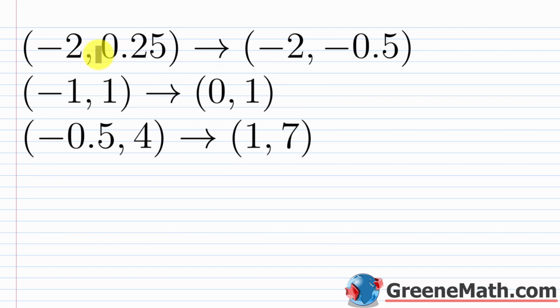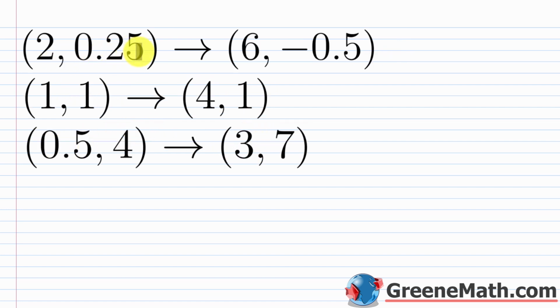You have this negative 2 comma 0.25, which is going to go to negative 2 comma negative 0.5. You have negative 1 comma 1, which is going to go to 0 comma 1. You have negative 0.5 comma 4, which is going to go to 1 comma 7. You have 2 comma 0.25, which is going to go to 6 comma negative 0.5. 1 comma 1, which is going to go to 4 comma 1, and then 0.5 comma 4, which is going to go to 3 comma 7.